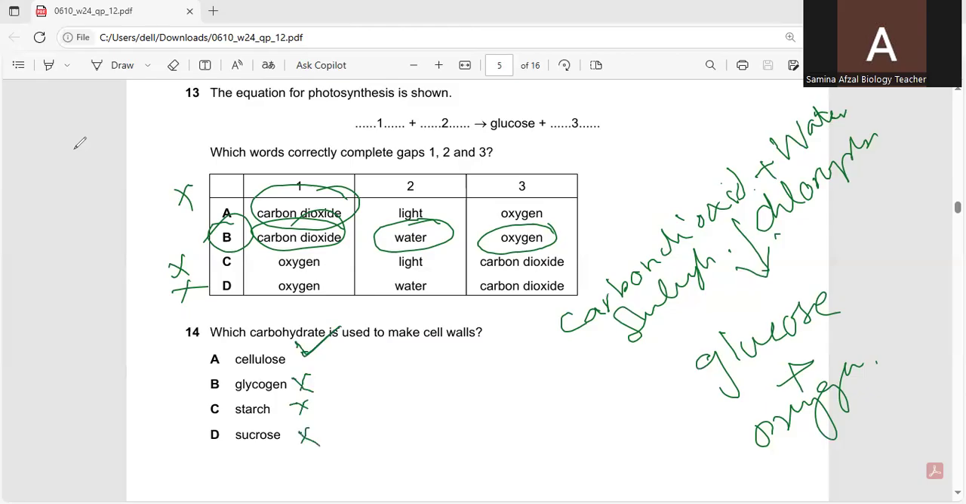Sucrose, again, is not used in the formation of cell wall. Only cellulose is used, which has flexibility and is very hardy in nature. So this is used to make the cell walls because the cell wall protects the plant cell. It gives the shape to the plant cell as well.